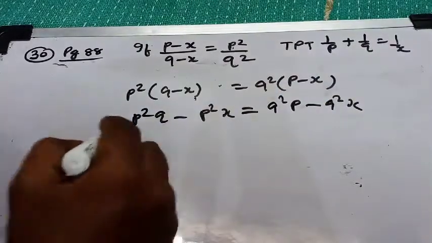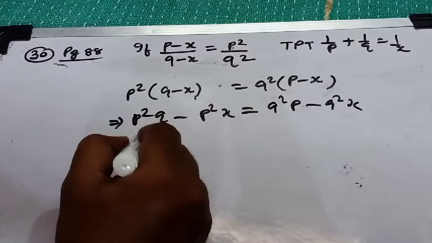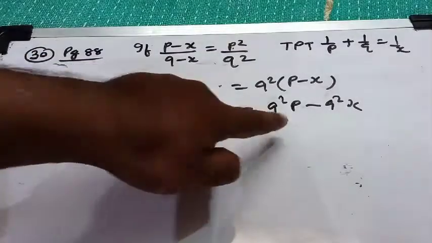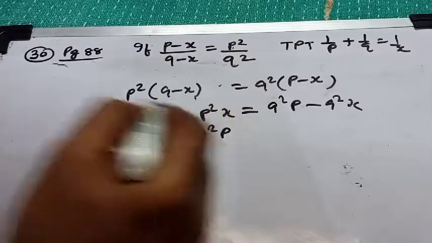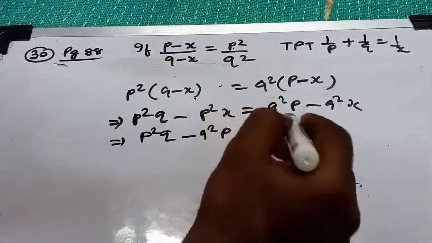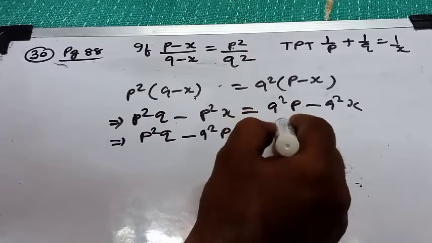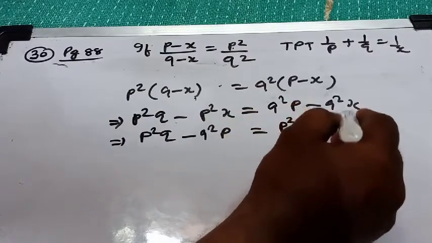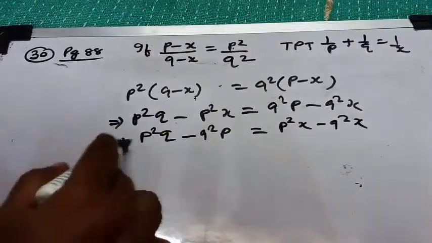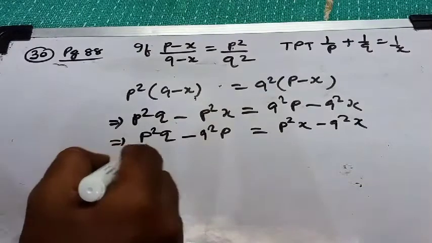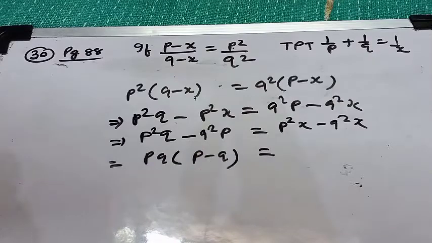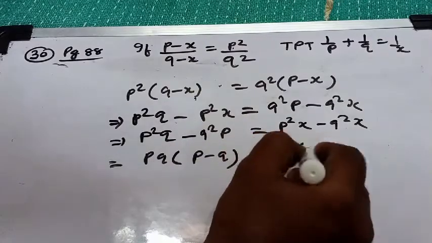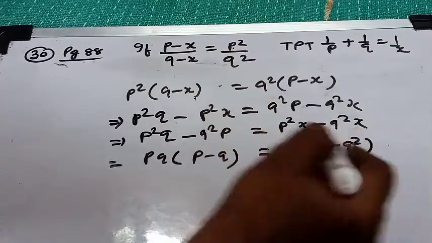What we'll do, this P square Q will keep here, and this Q square P will be on this side. So minus Q square P will be, and that will be all right. This minus P square X will become P square X minus Q square X. Here between these two, we are going to take PQ common. So what will be left? P minus Q. And here what we are going to take common? X. So it will be P square minus Q square.